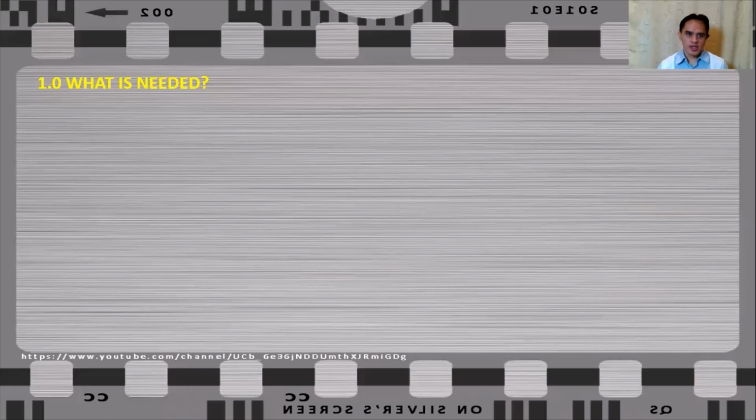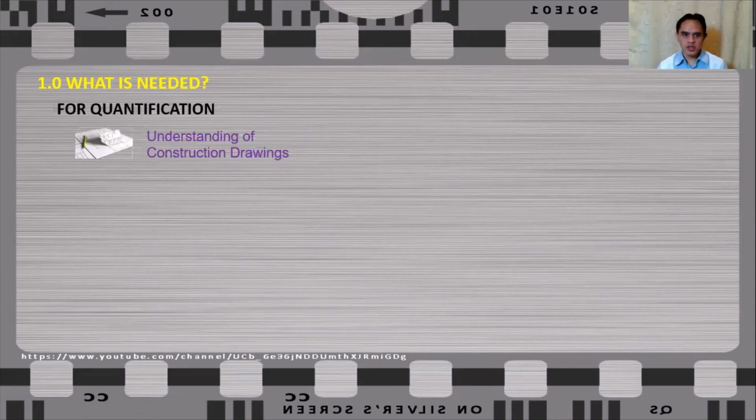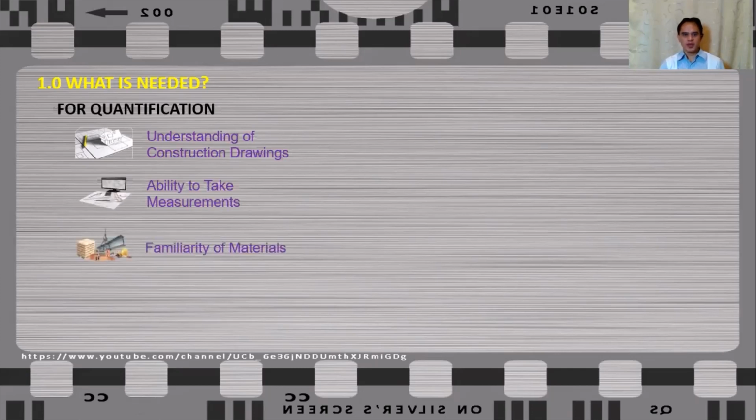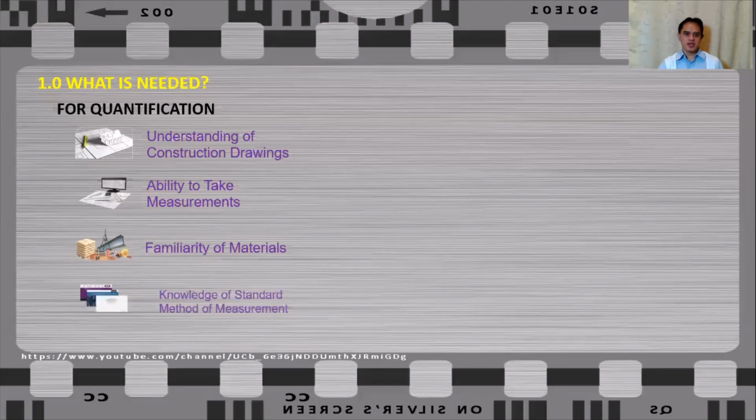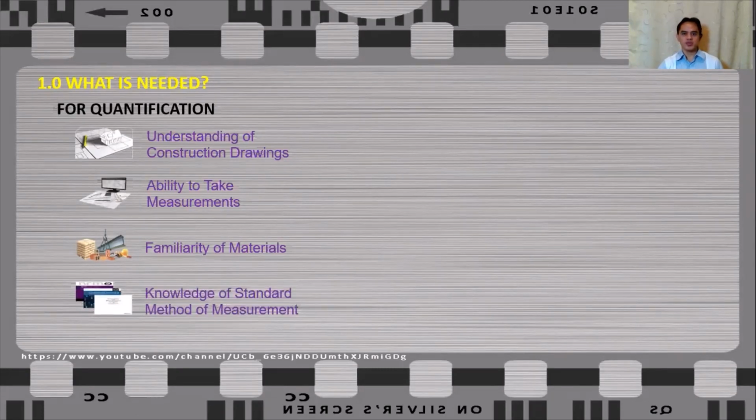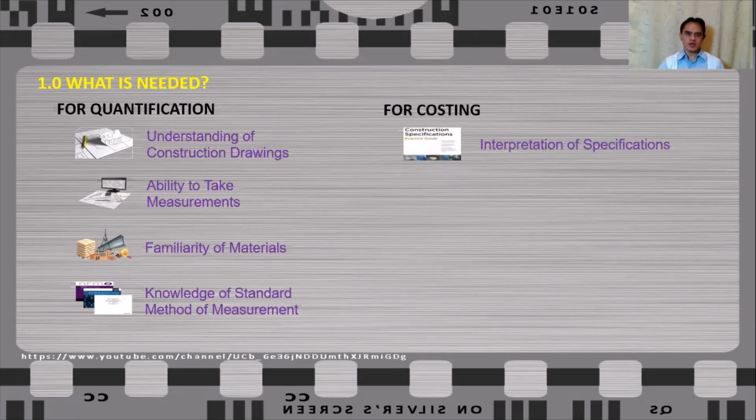Now, let's start off what is needed in order for you to carry out quantification. First, you must have the understanding of construction drawings. You must have the knowledge on how to read and interpret construction drawings. Next is the ability to take measurement either manually or electronically. And also, you must have the familiarity of the materials used in construction and the knowledge of standard method of measurement.